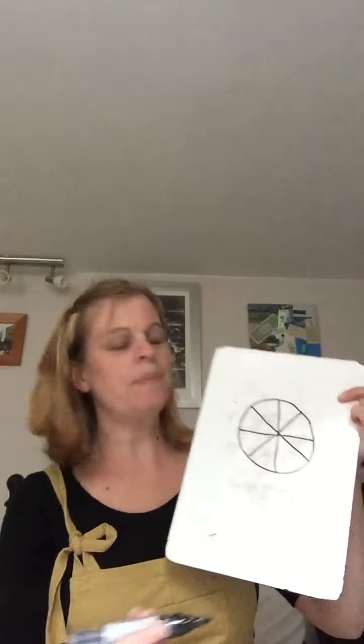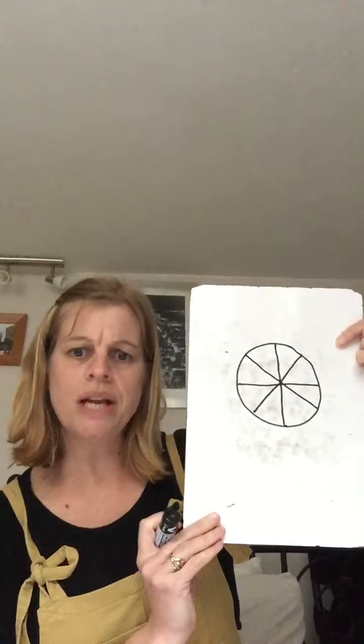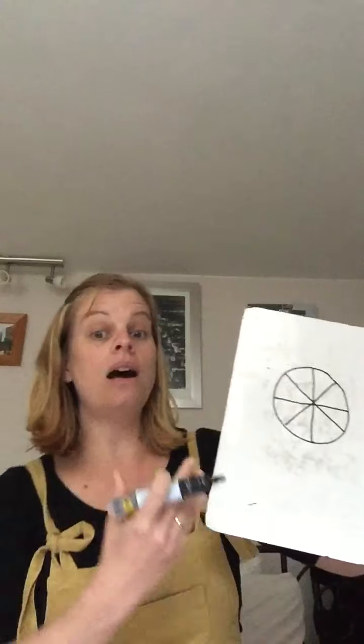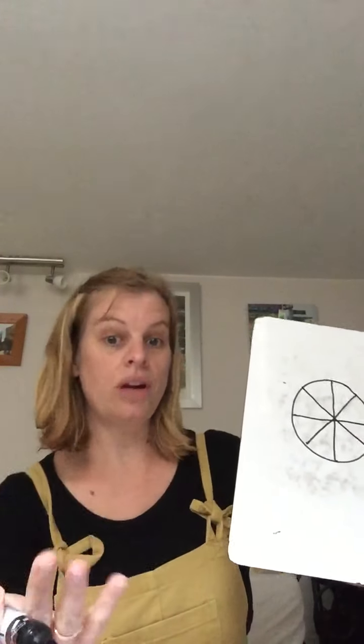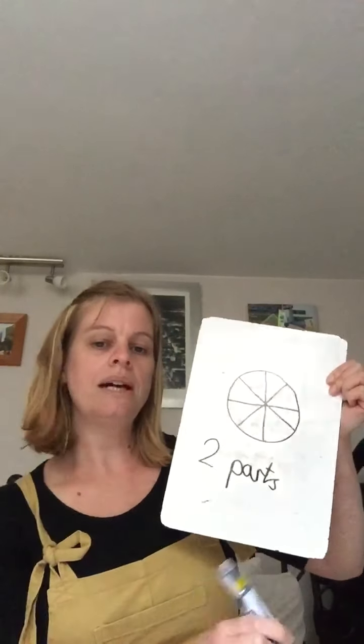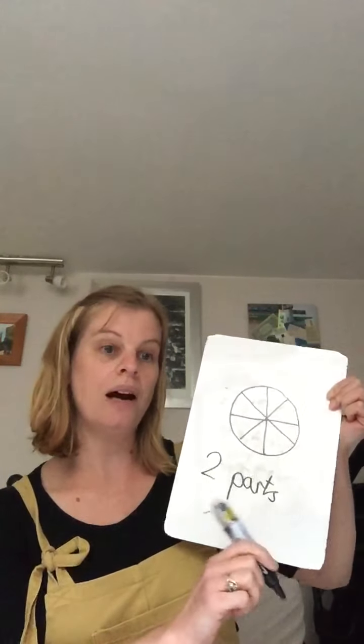So here is a pizza, and pizzas are in slices, aren't they? See if I can slice my pizza up. There we go. There's my pizza. And if I say to you, would you like to share a pizza? Would you like to have half of my pizza? What I'm saying is that I'm going to have some of it and you're going to have some of it. So our pizza is going to be in 2 parts. So here is my whole and I'm going to share my pizza into 2 parts.